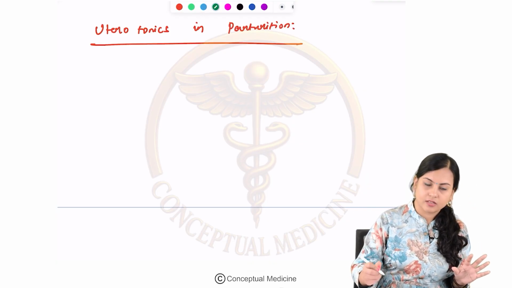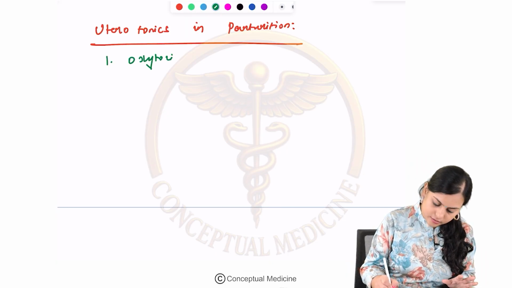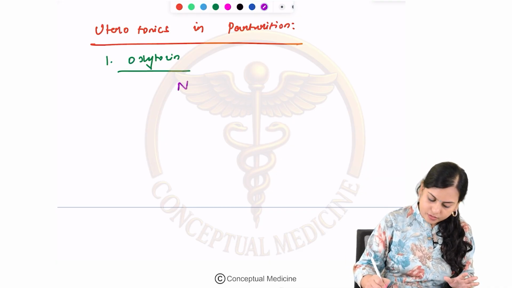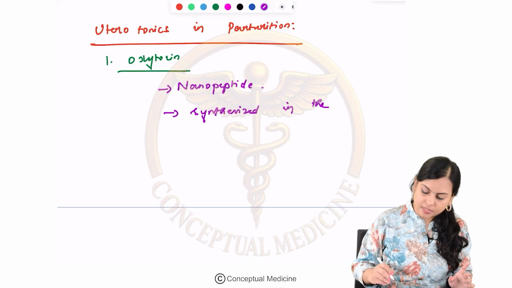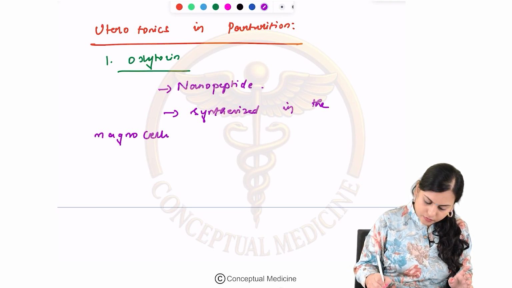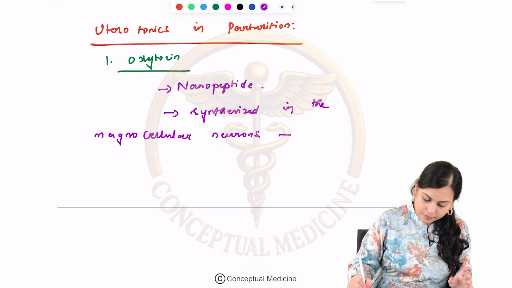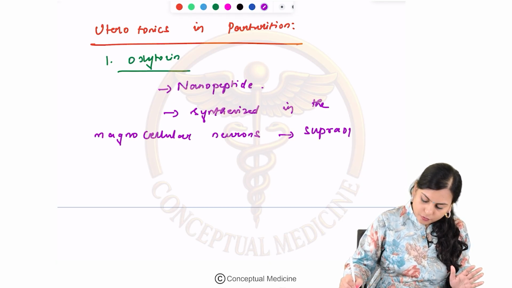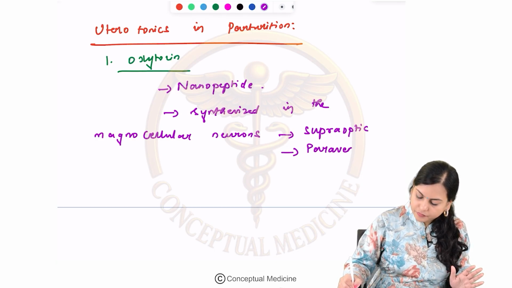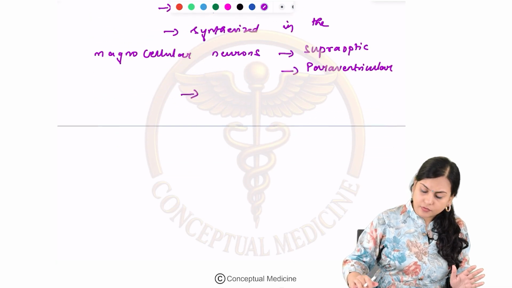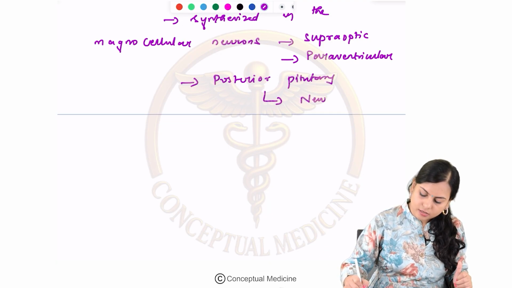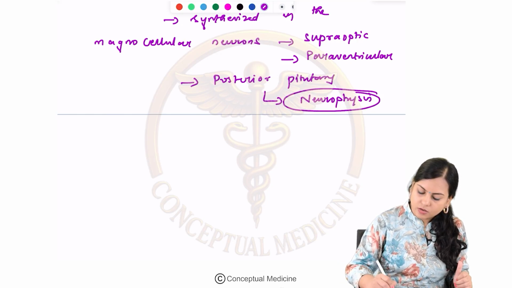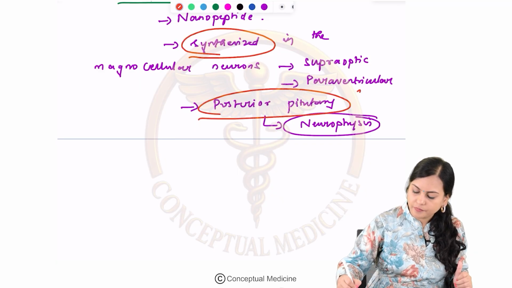Very important one is oxytocin. Okay. So, oxytocin, if you take this as a nonapeptide, this is synthesized in the magnocellular neurons in the hypothalamus, especially the supraoptic and paraventricular neurons, and this will be carried to the posterior pituitary via a carrier protein called neurophysin. Okay. So, it is synthesized in the hypothalamus, whereas it is stored in the posterior pituitary.